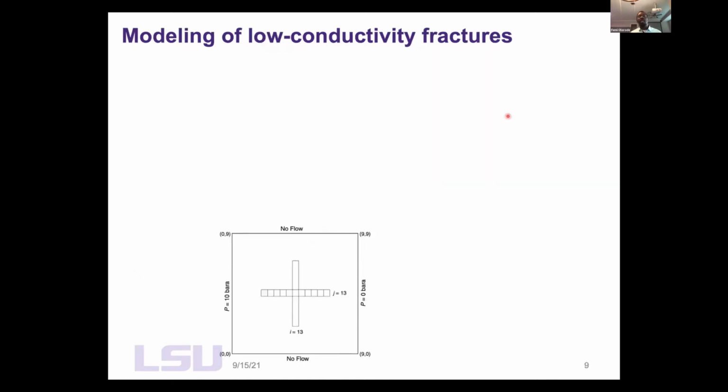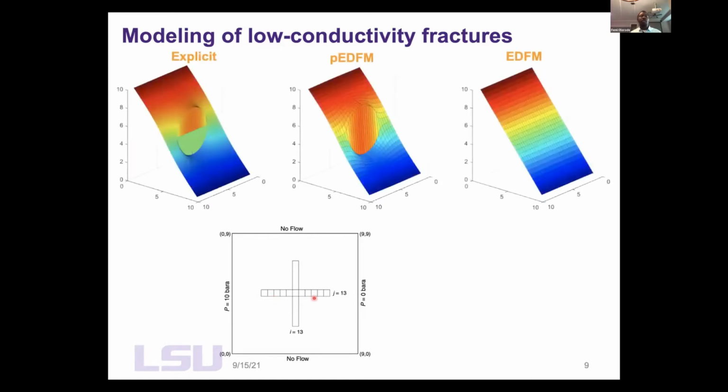We do the same thing at low conductivity. Same setup, the only difference is the conductivity of the fracture in the middle is now very low. And then we want to figure out what the results will look like. This is the reference solution. pEDFM matches that, but EDFM doesn't see that there are actually sealing fractures in the middle of the domain. So that is the limitation of EDFM, and that's why we need to figure out the projection cells and account for low conductivity fractures accurately.